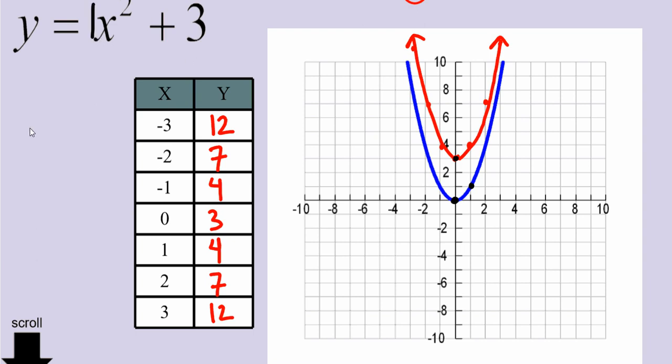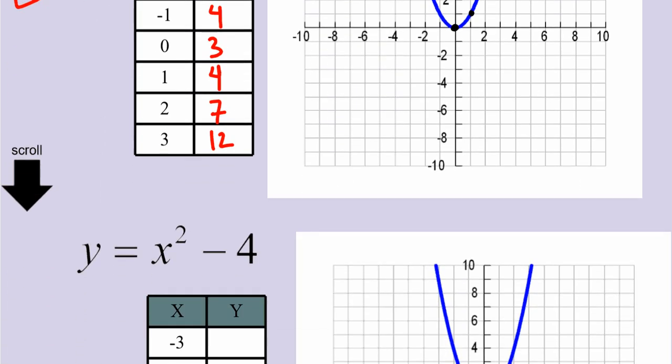So what did this do to the graph? This moved it up 3. So adding moved it up 3. Whereas the multiply out front made it steeper or wider, depending on if it was bigger or less than 1.